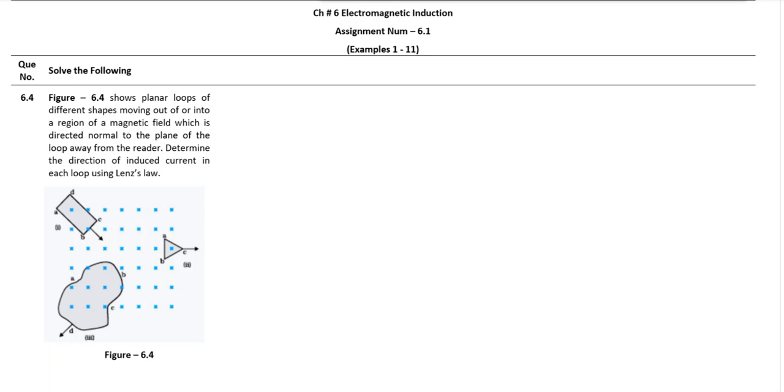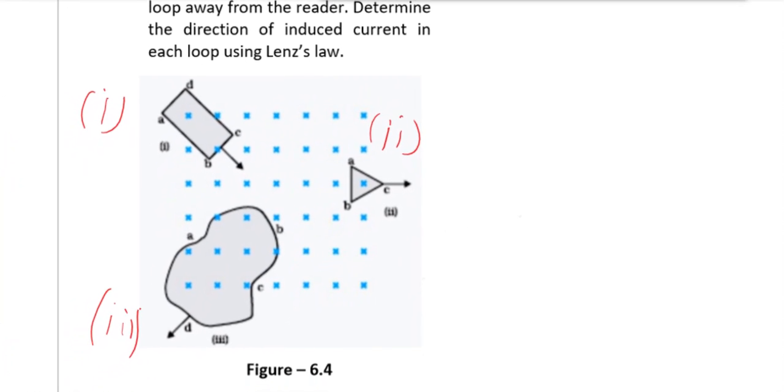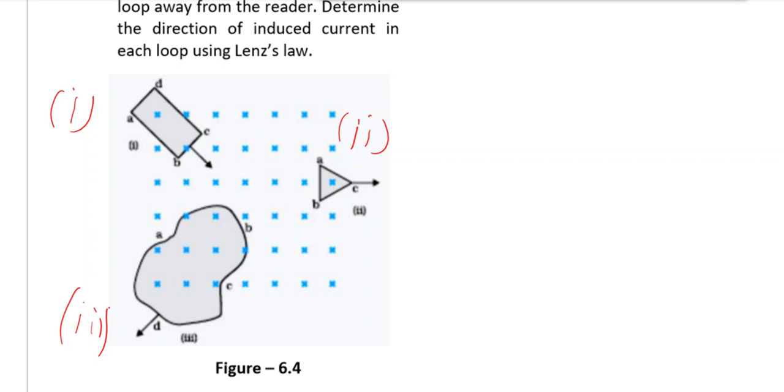Hello students, in this video we have the fourth illustration of chapter 6, a very interesting problem for understanding Lenz's law. We are given three situations, and for each situation we are asked to determine the direction of induced current. So this is the first case, here is the second case, and third case. The question is, for each of these situations, we are asked to determine the direction of induced current.